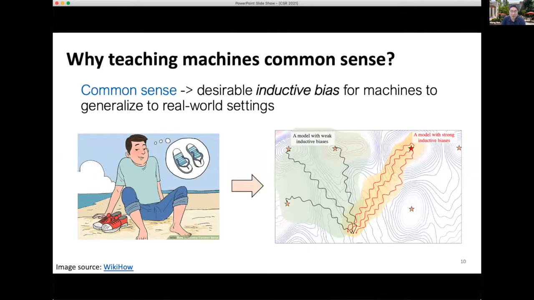So it actually provides a, ideally, designable inductive bias for the machine to generalize to this rural setting. Among many of the other hypotheses of the models that you could possibly have when you randomly initialize your model parameters and optimize them with gradient descent using some training data sets.